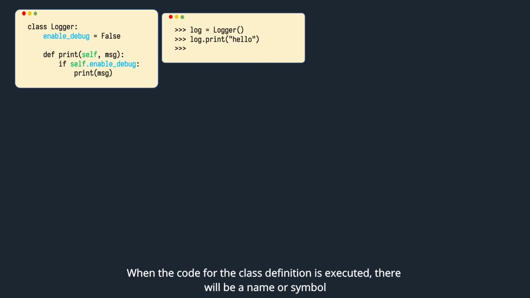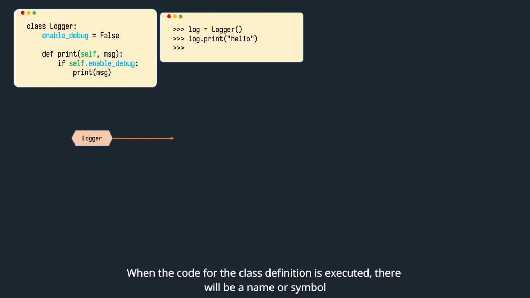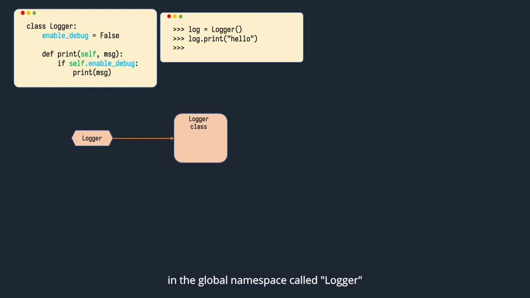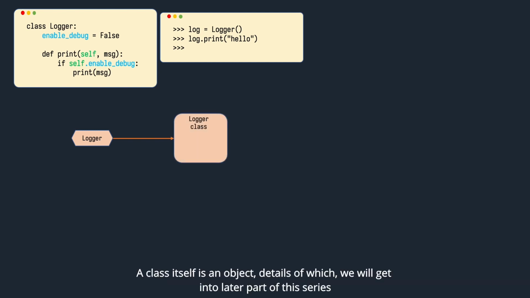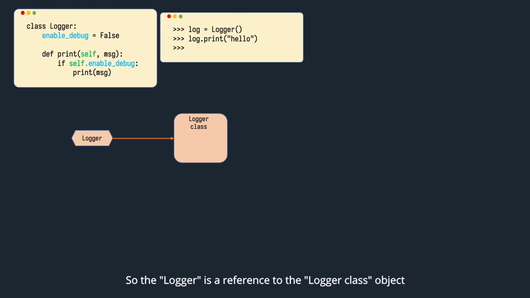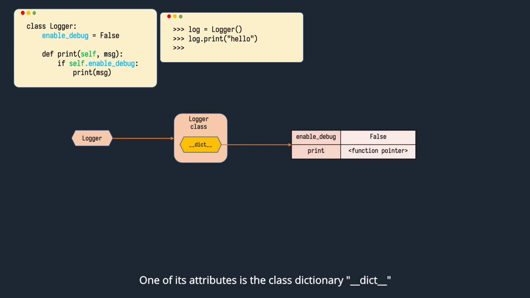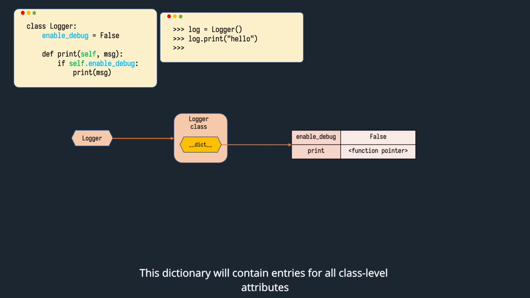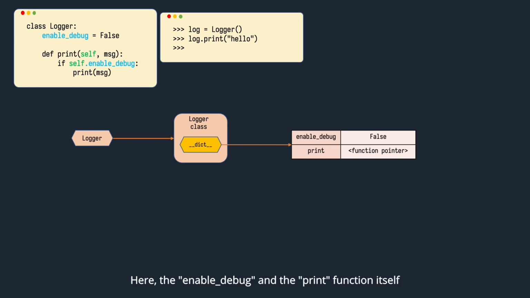When the code for the class definition is executed, there will be a name or symbol in the global namespace called Logger. A class itself is an object, details of which we will get into in a later part of this series. So Logger is a reference to the Logger class object. One of its attributes is the class dictionary, __dict__. This dictionary will contain entries for all class-level attributes. Here, enableDebug and the print function itself.